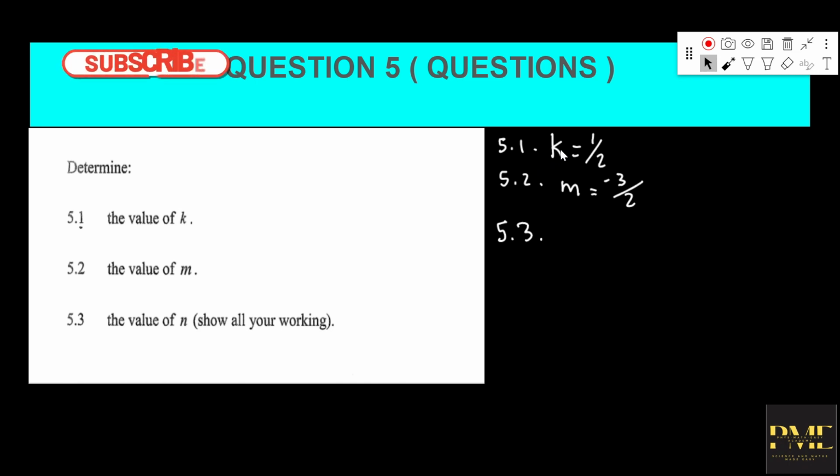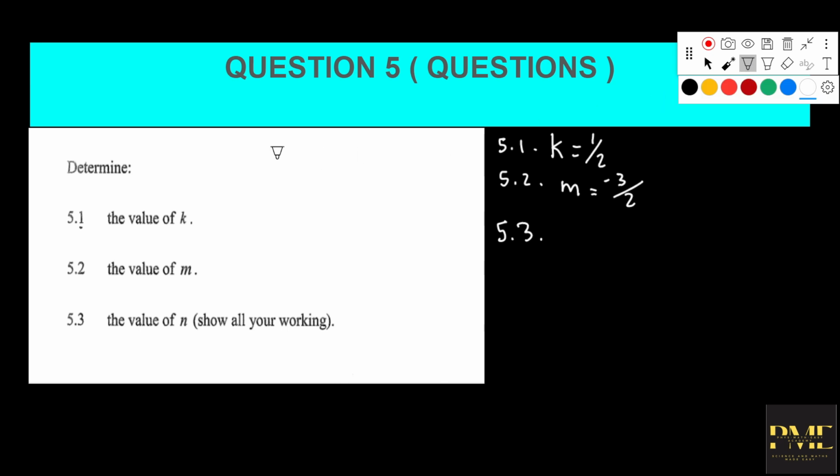Right, cool. So 5.3: determine the value of n, showing all your working. Okay.